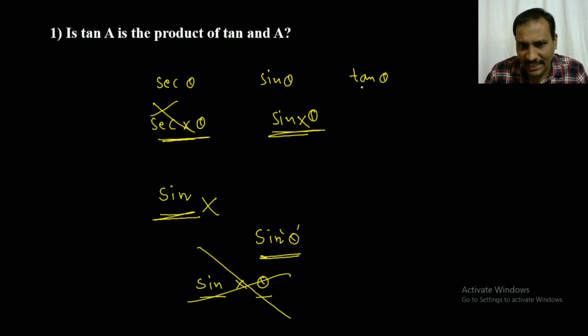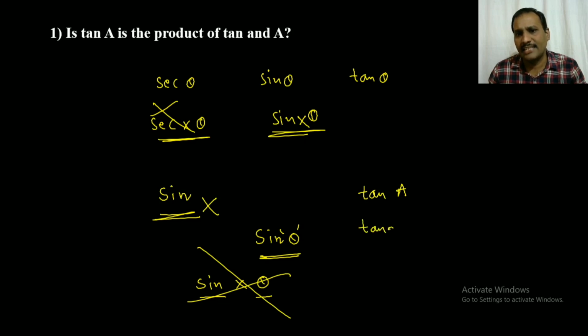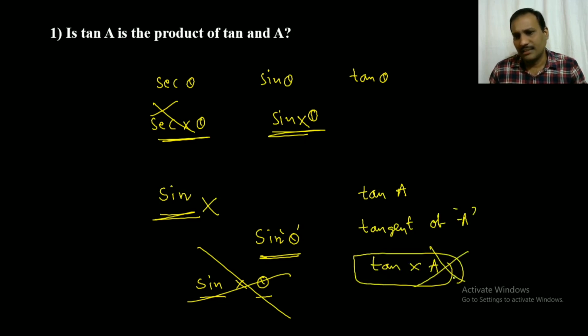It is just a function, a trigonometric function. So when you take tan A, it means tangent of A. It is not the product of tan and A.